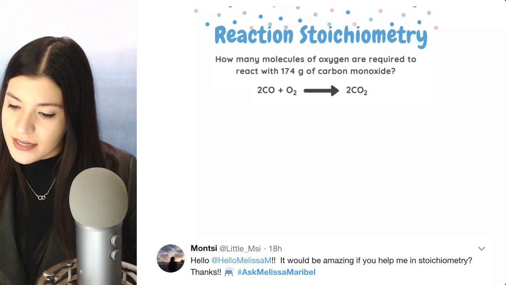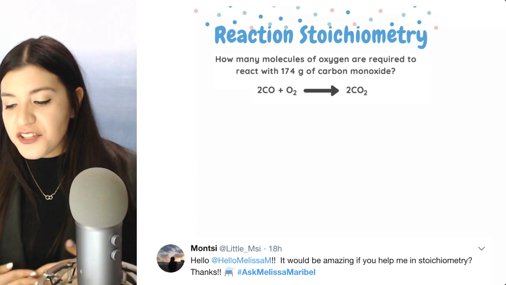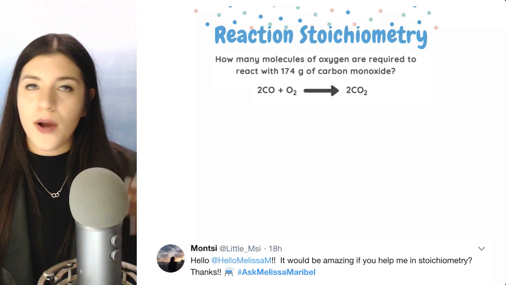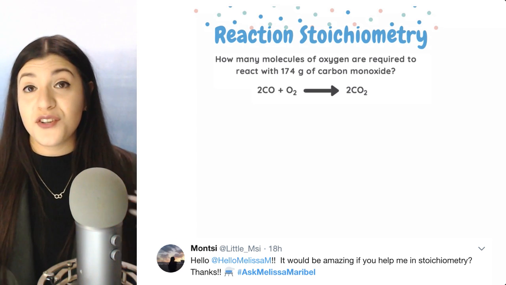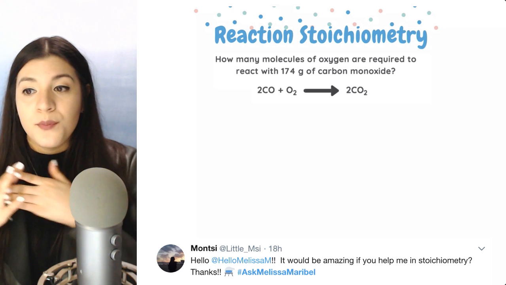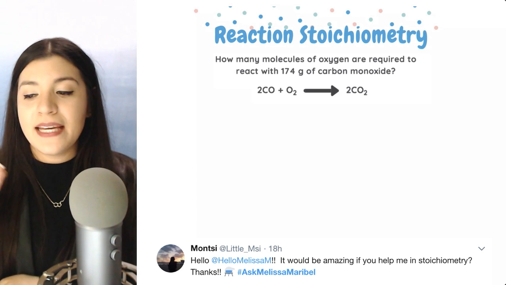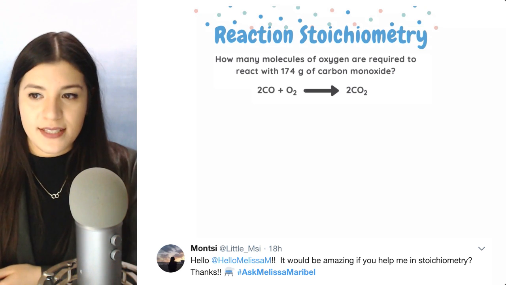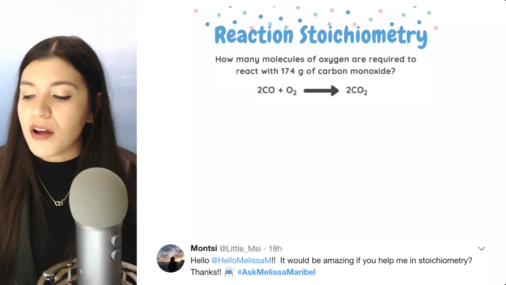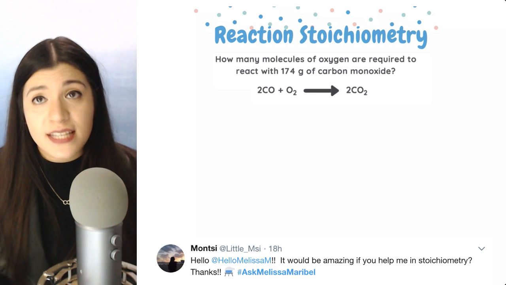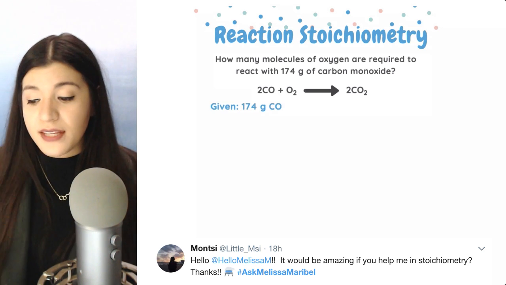And next, with reaction stoichiometry, this is putting everything together. So reaction stoichiometry is now going to be going from grams maybe to molecules, and we're having all of these conversion factors come together, which sometimes people fear, but that's why we're going over it, and that's why those 4 conversion factors make it so much easier to know, what do I do next? So reaction stoichiometry, this first question says, how many molecules of oxygen are required to react with 174 grams of carbon monoxide? And they give you a balanced equation.